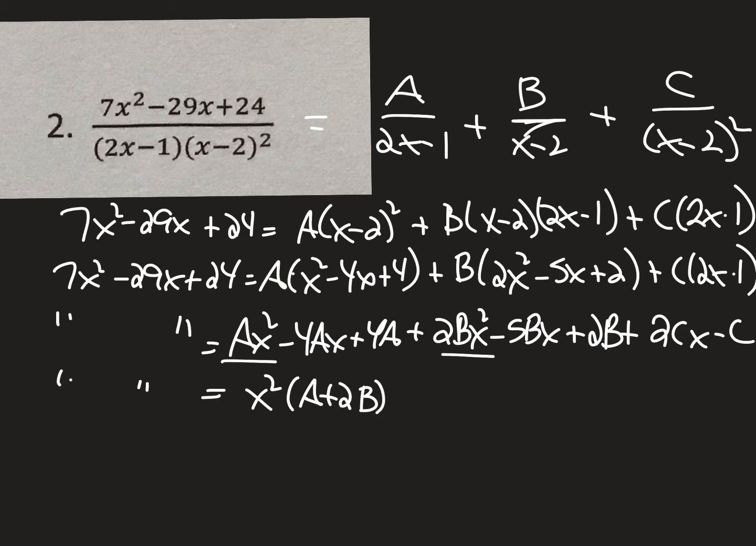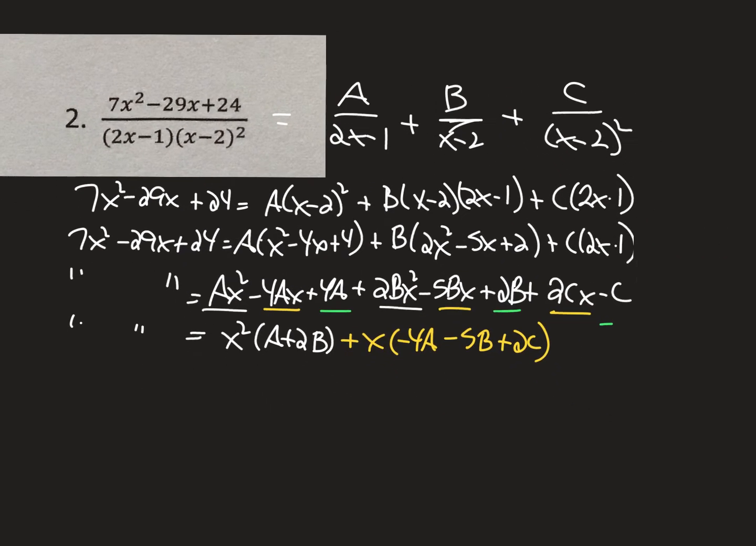Let me change colors here. My x's are here and here and here. So I'm going to put the x here, and that's going to give me negative 4a minus 5b plus 2c. That's the x's. And then all that's left over is that term and that term. I need to make this a little smaller so I can fit it here. And that's going to be in the parentheses 4a plus 2b minus c.